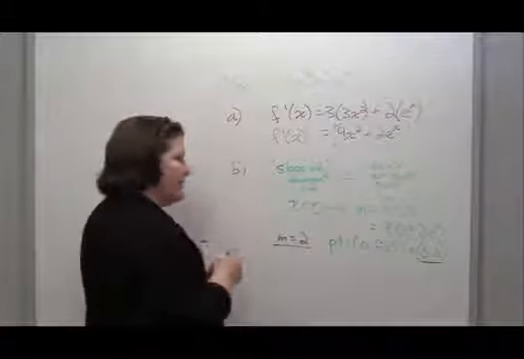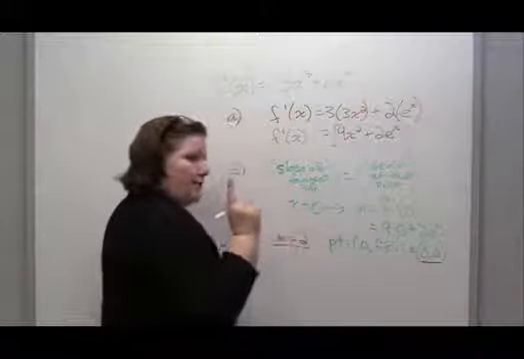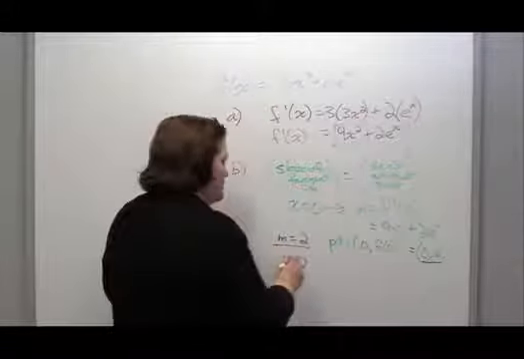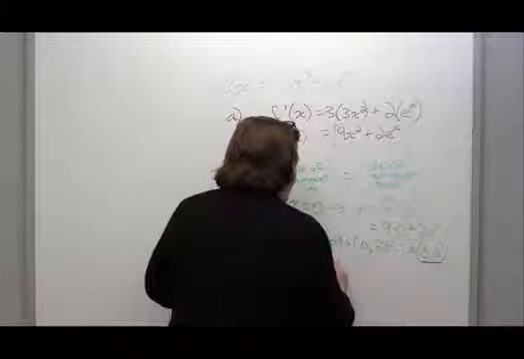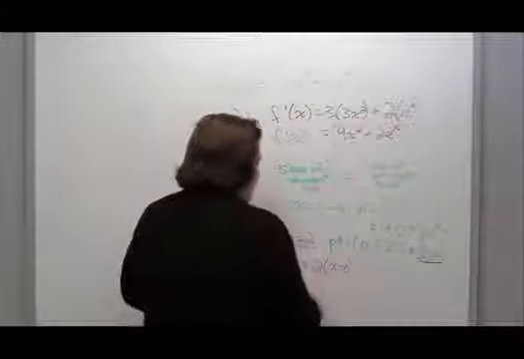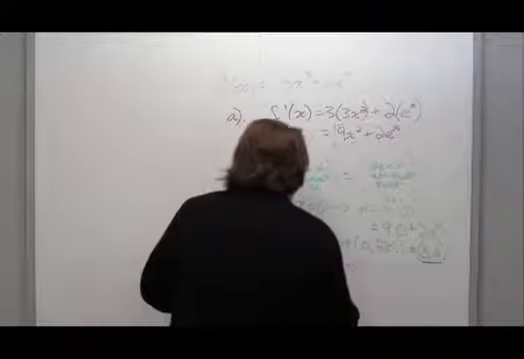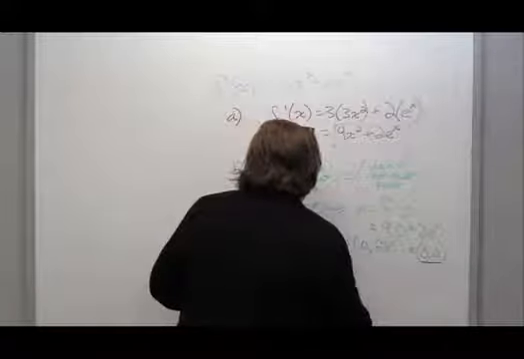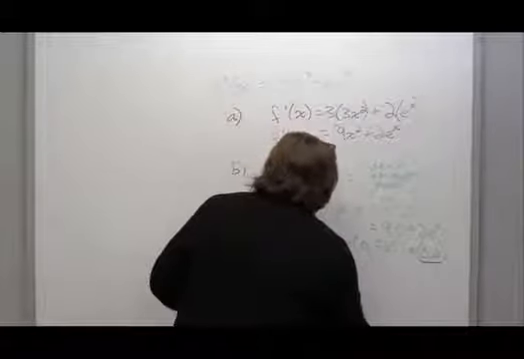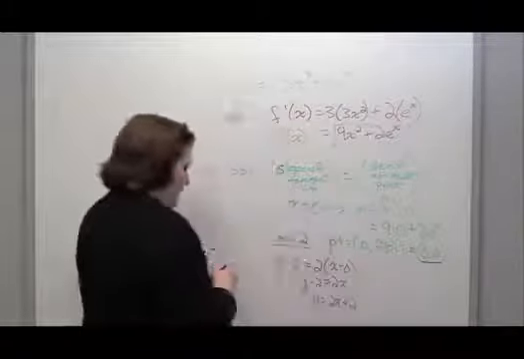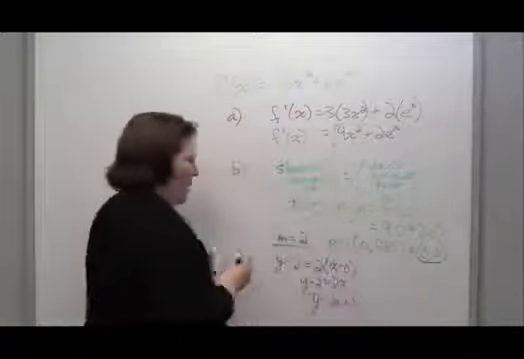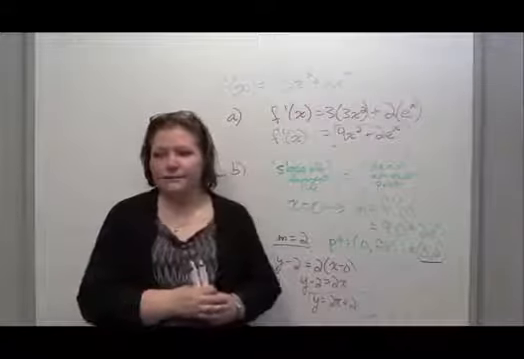Several ways we can do this. One is using our point slope form of a line. y minus 2 is going to be 2 times the quantity x minus 0. So when we do that, simplification, y minus 2 is going to equal 2x. If they asked for it in mx plus b form, we would simplify it to get the equation of the tangent line is y equals 2x plus 2.